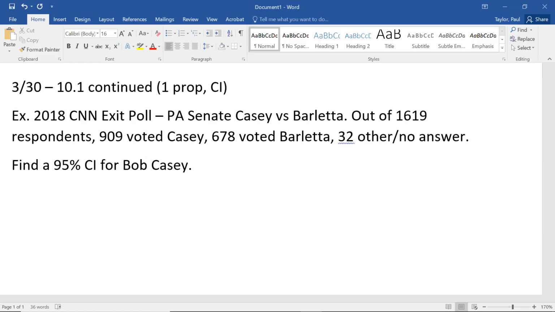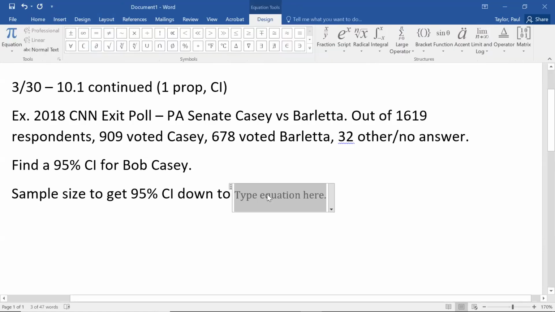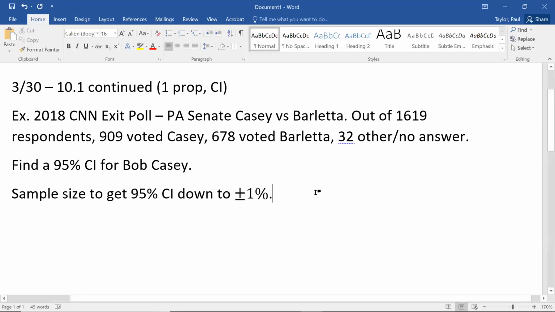And after we answer that, we're also going to find the sample size to get a 95% confidence interval down to plus or minus 1%. Because when we find the confidence interval for the actual poll, the range up and down from the ratio in our poll is going to be more than 1%. So if we wanted to get it down to 1%, we would have to poll more people. And the question is, how many people will we have to poll to get that range down to 1%?